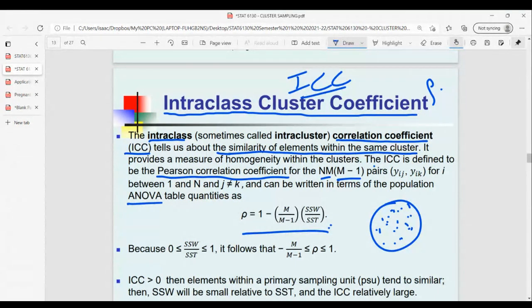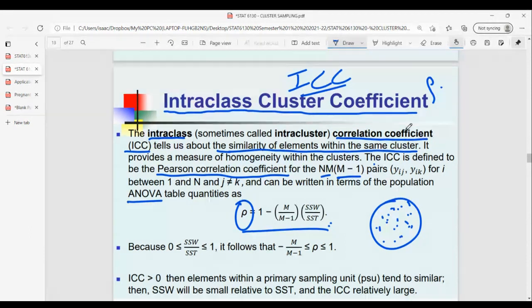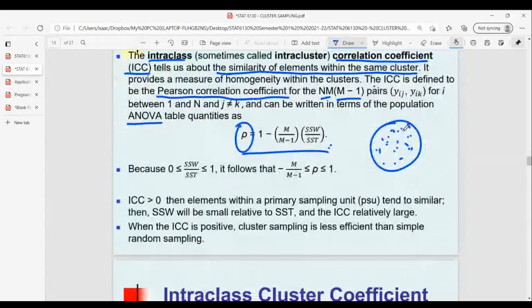And what the ANOVA table does, it produces rho. And what rho tells you is an idea of whether you should stick with cluster sampling, or stick with simple random sampling, right? So that's the main point here, right?